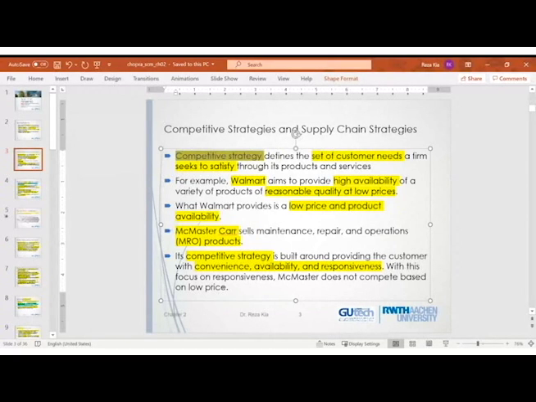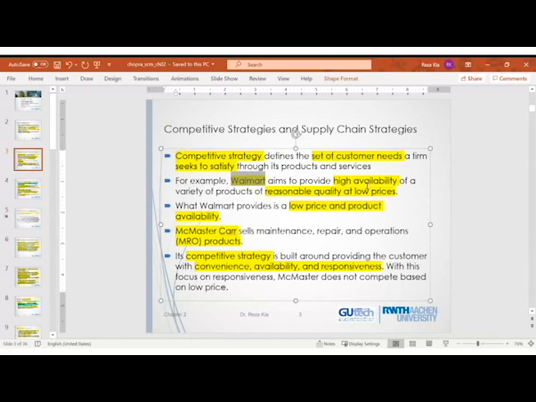So I think now the definition should be kind of clear. By following competitive strategy, it means that we want to be competitive enough in the market to target the customer requirement. And here I just put one example. For example, Walmart, which is a very famous supply chain and retailer, basically in the US, they are providing high availability of a variety of products.